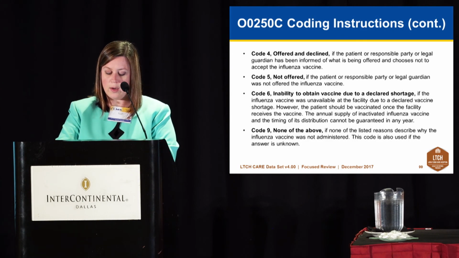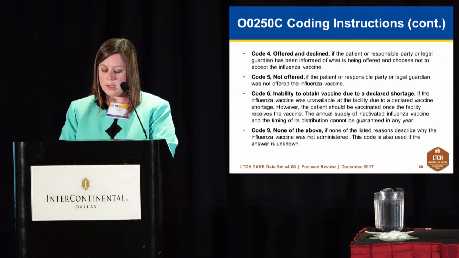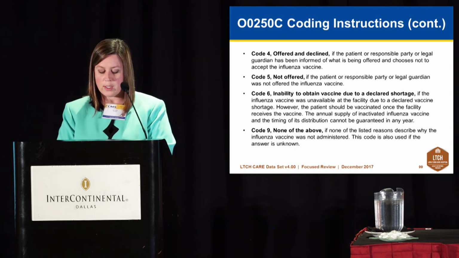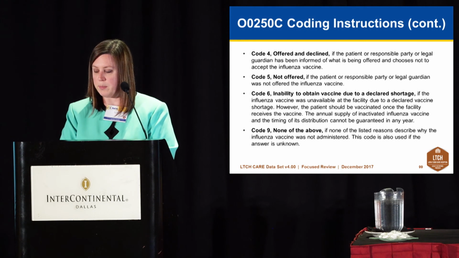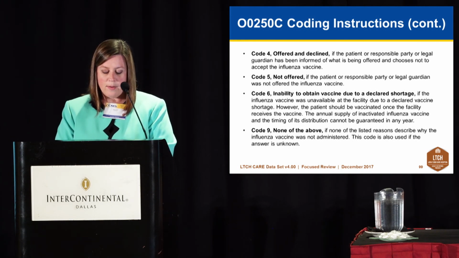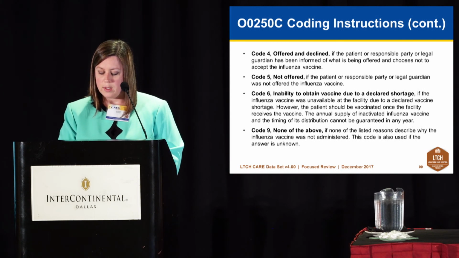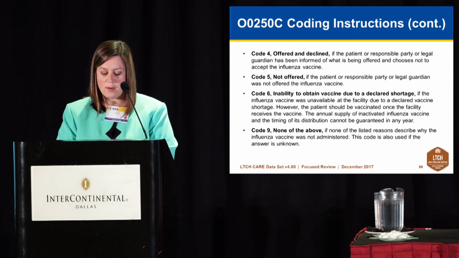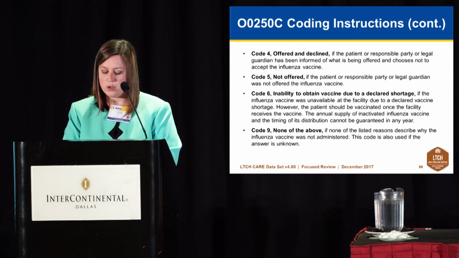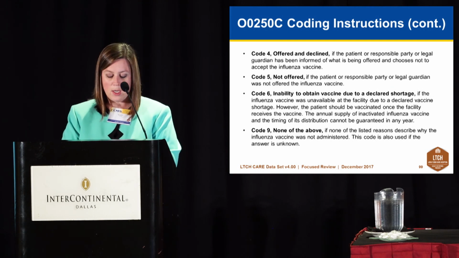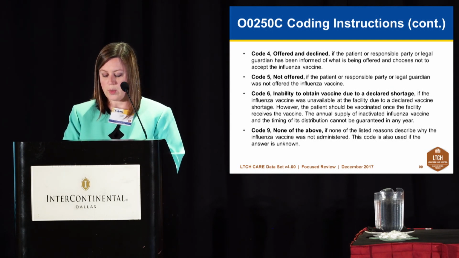We also can code 4, offered and declined, if the patient or responsible party or legal guardian has been informed of what is being offered and chooses not to accept the influenza vaccination. We can code 5, not offered, if the patient or responsible party or legal guardian was not offered the influenza vaccine. Code 6, inability to obtain vaccine due to a declared shortage, if the influenza vaccine was unavailable at the facility due to a declared vaccine shortage.